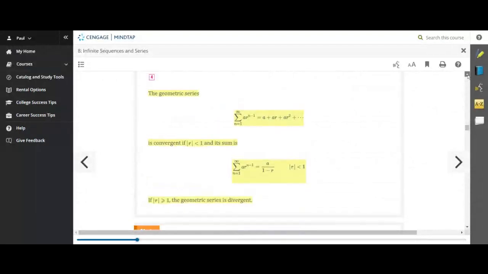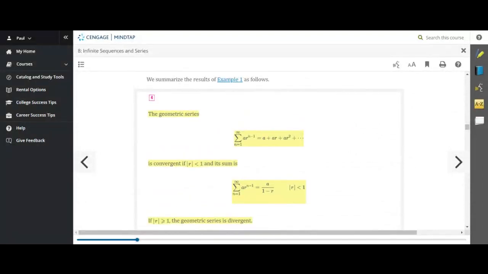This is the formula in the book. A geometric series is convergent if the absolute value of its common ratio is less than 1, and its sum is equal to the first term, a, divided by 1 minus the common ratio.